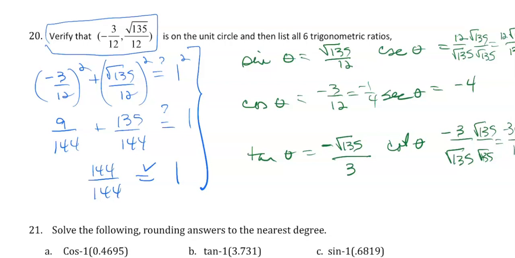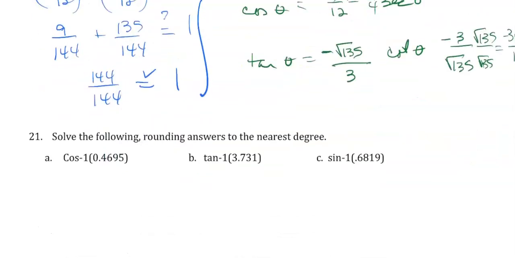And we're almost done. I want to think about this some more. This looks like this is in quadrant 2. And in quadrant 2, all students take calculus. Sine and its partner are positive. So come down here and make sure that they're the only ones that are positive, and that is indeed the case. So I know I have this correct.